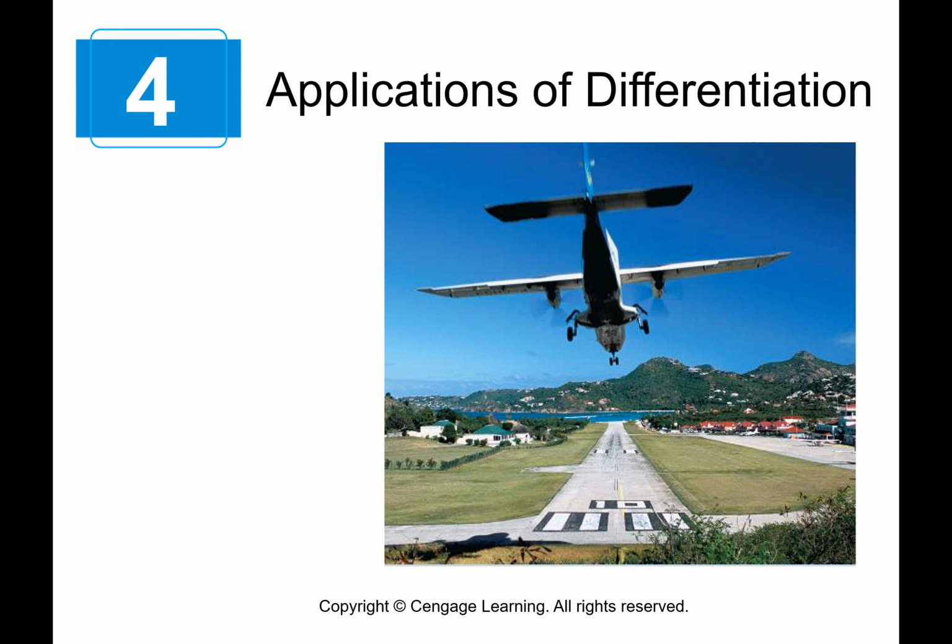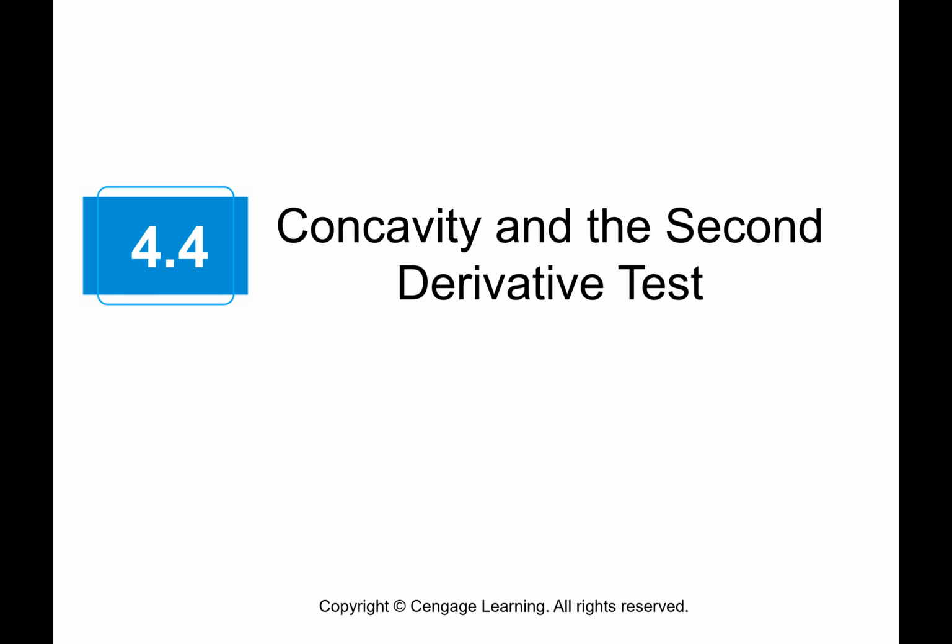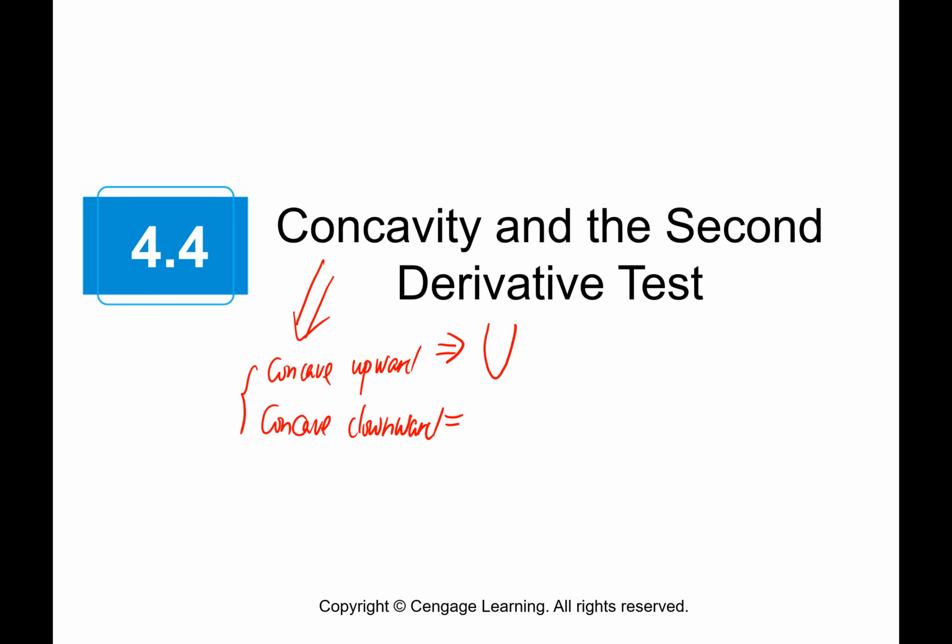All right, let's continue talking about the application of differentiation. I'm going to turn to concavity and the second derivative test. Concavity refers to concaving upward and concaving downward. So this is a typical case of concaving upward, concaving downward.